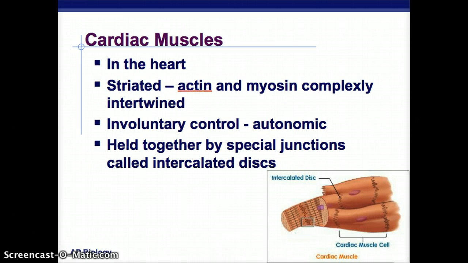Cardiac muscles are in the heart, right? Cardiac in the heart. They're striated, so they have actin and myosin, and they've got that complex intertwined business. They have involuntary control, so they're controlled by the autonomic nervous system. So thankfully your heart beats on its own. And they're held together by special junctions called intercalated discs. So that's right here, this little zigzaggy, it's this intercalated disc.